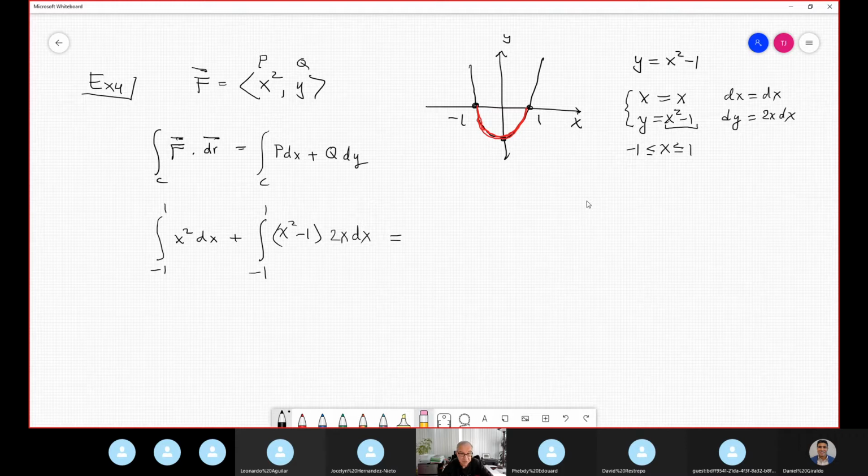Okay, this is easy. It's the integral from -1 to +1 of the x squared plus 2x cubed, you multiply like that, minus 2x dx. Well, this is easy, okay. The answer is 2/3.